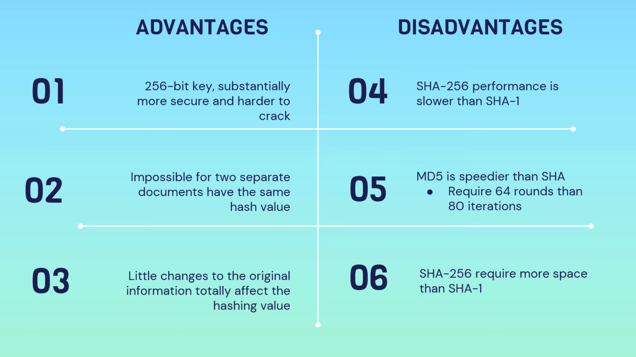So we're going to talk about the disadvantages. Basically, SHA-256 performance is slower than SHA-1. If we are comparing MD5 with SHA, MD5 is speedier than SHA, since MD5 requires just 64 rounds, while SHA needs 80 iterations to complete. And the last one, SHA-256 requires more space than SHA-1.